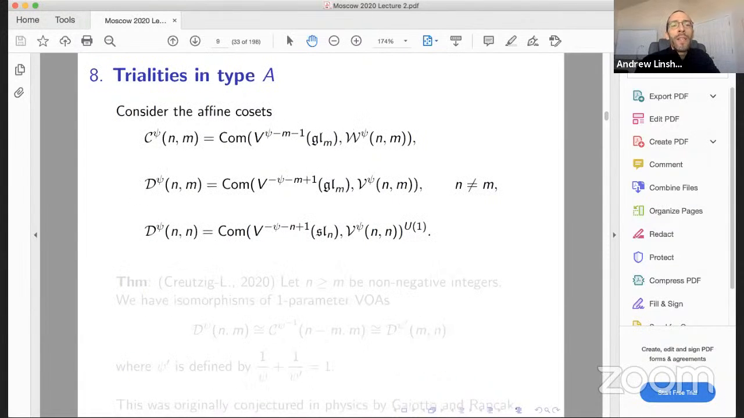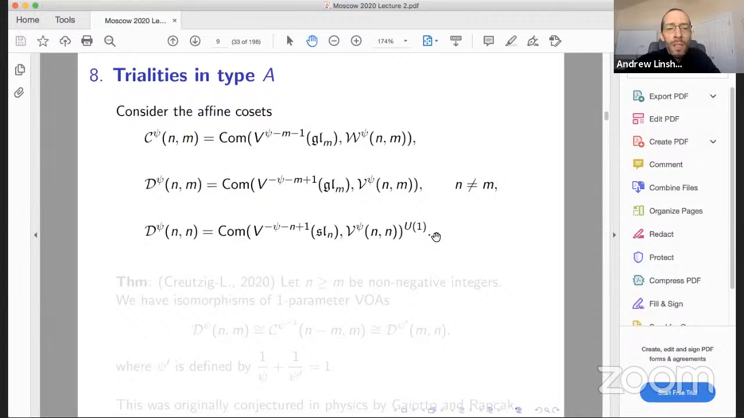Okay, so now I consider the affine cosets. And so again, when m is 0, there's nothing to do. So in both those cases, C and D are just the principal W algebra. Otherwise I take the coset of this affine piece, and in the case where n equals m, I have to take a U1 orbifold as well.